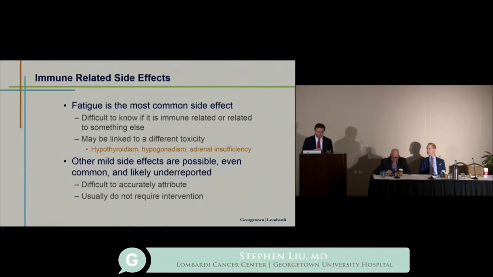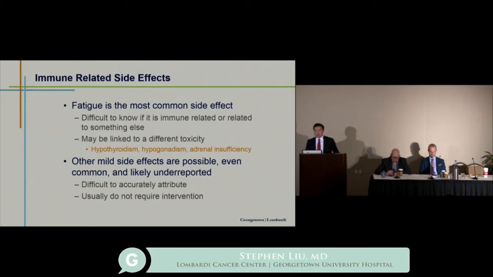So immune-related side effects can affect any organ. The most common side effect, really with all of our therapies, is fatigue. In this instance, it's really difficult to know if it's immune-related or if it's related to something else. It also may be linked to a different toxicity, such as hypothyroidism, hypogonadism, or adrenal insufficiency. And other mild side effects are possible, even common and likely underreported, and it's difficult to accurately attribute.